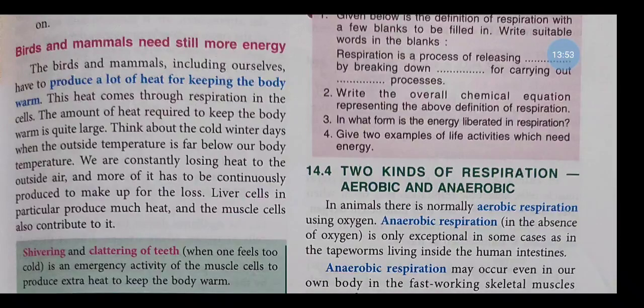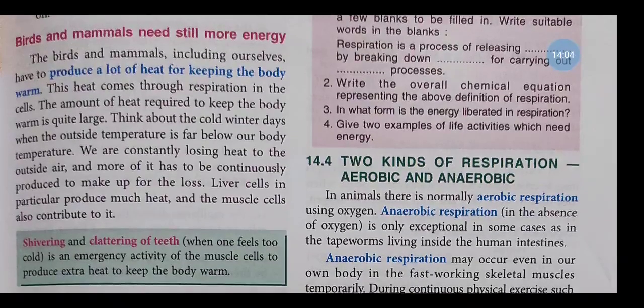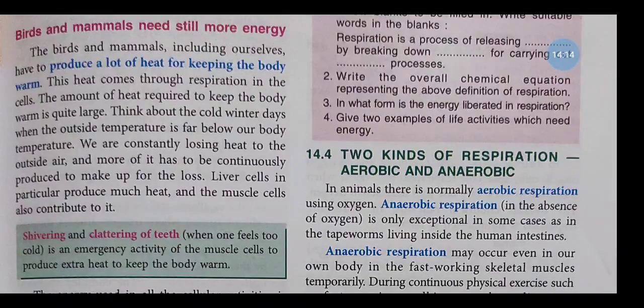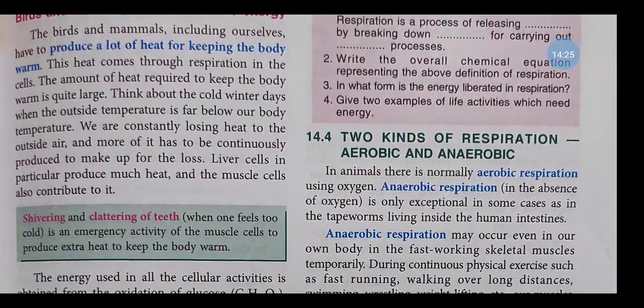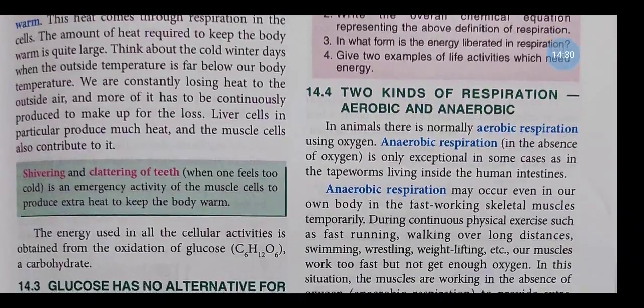So, to keep the body temperature constant, they have to respire more so that more and more energy can be produced. This heat comes from respiration in the cell. The amount of heat required to keep the body warm is quite large, right? We are constantly losing heat to the outside air, and more of it has to be continuously produced to make up for the loss. Liver cells in particular produce much heat, and the muscle cells also contribute to it.